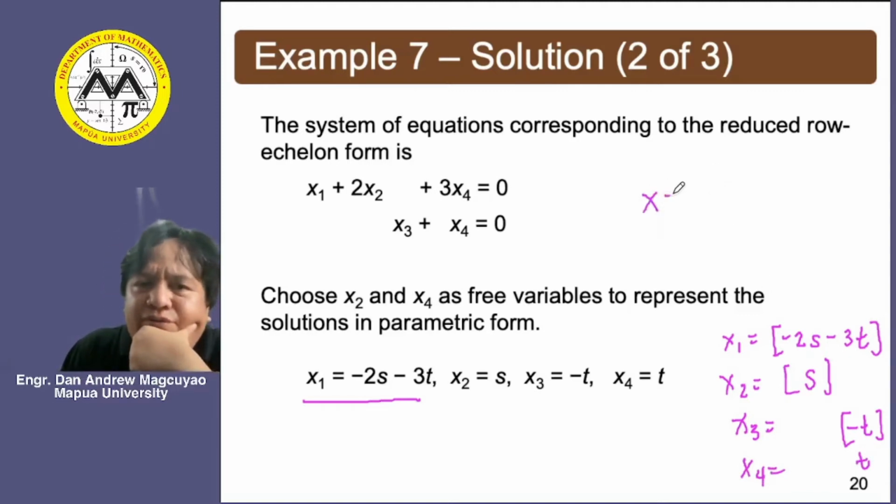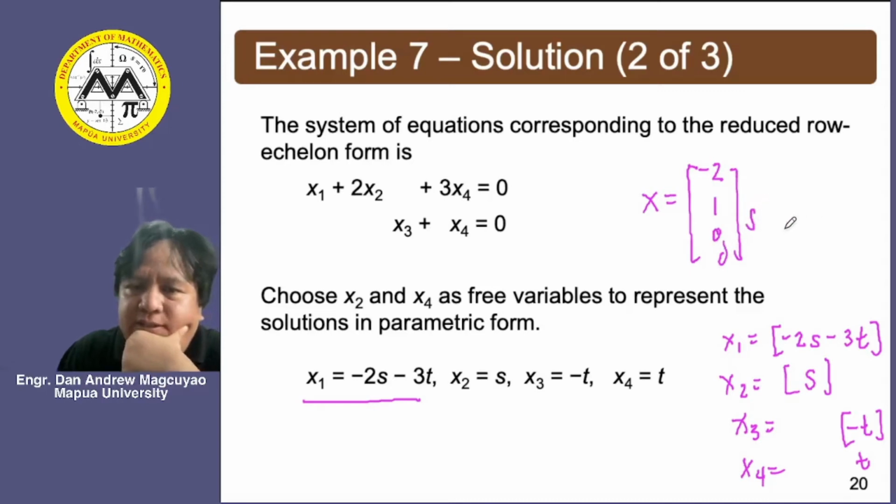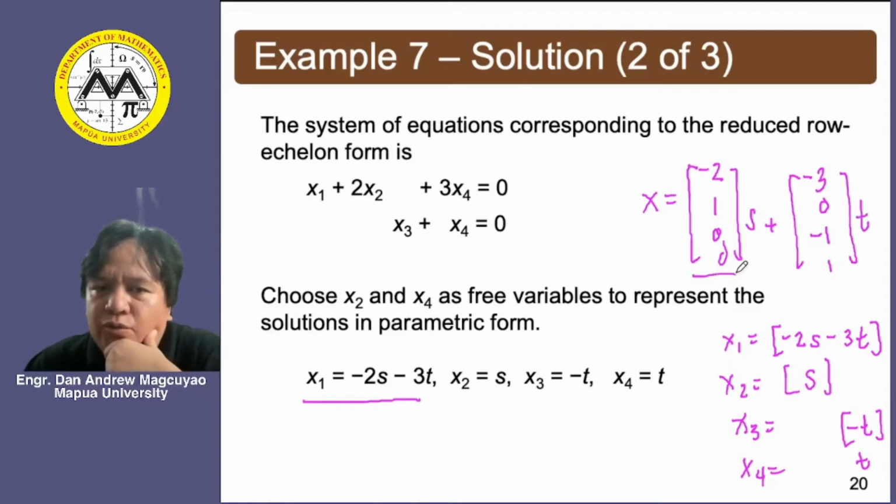So in terms of vectors, it would be negative 2, 1, 0, 0 for s, and then negative 3, 0, negative 1, 1 for t. So there are two vectors which are part of the solution.